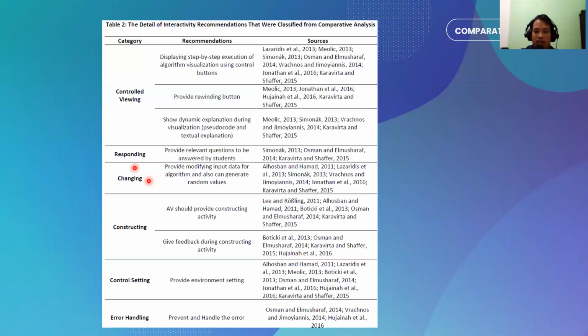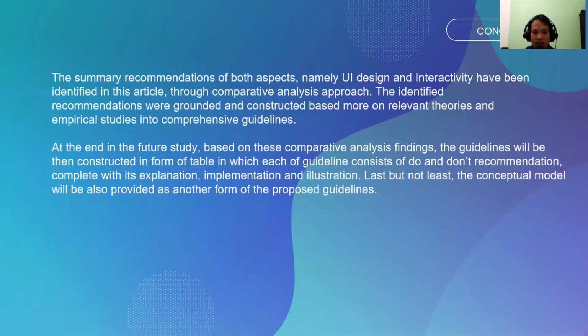Okay. So the conclusion is that this paper talks about a part of our study, which is the initial stage before creating the real design guidelines, which will be captured in the next paper. This paper only talks about the summary recommendations of both aspects, namely UI design and interactivity, through a comparative analysis approach. The identified recommendations were grounded and constructed based on relevant theories and empirical studies into comprehensive guidelines.